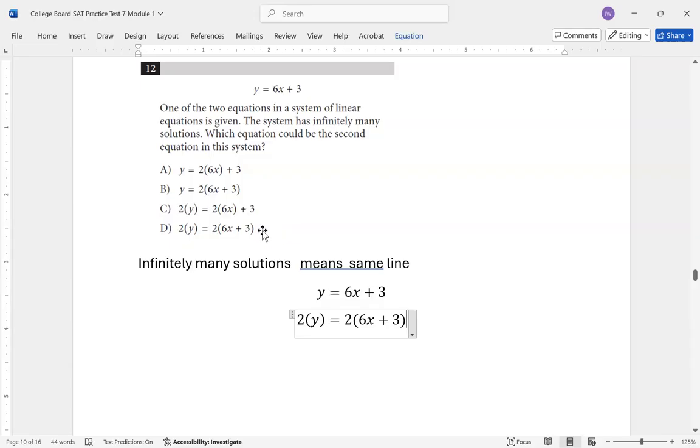That equation is equivalent to the one I'm given, and therefore, if that equation was the second linear equation in the system, we would have infinitely many solutions. So D is my answer to question 12.